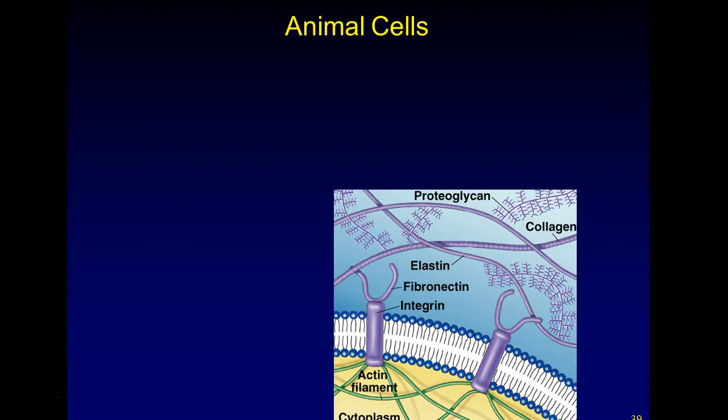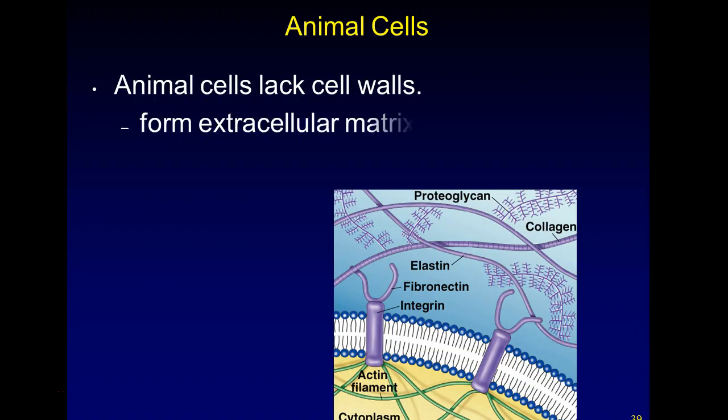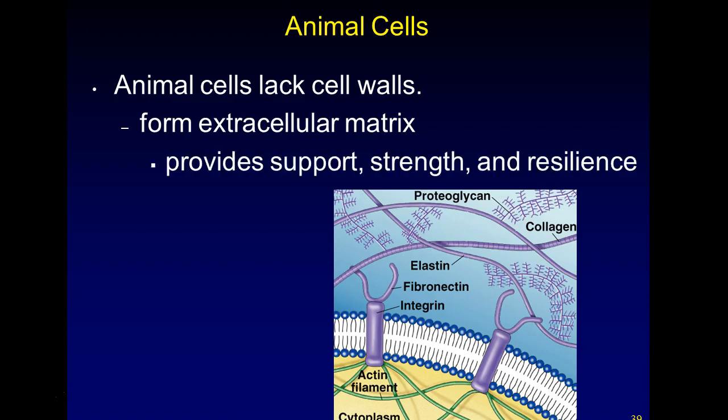All right, so really quickly, animal cells, we need to address this. Animal cells lack cell walls, we know this. They form what's called an extracellular matrix. The word extra means outside of the cell. The matrix provides support, strength, and resilience for the animal cell because they don't have that cell wall.